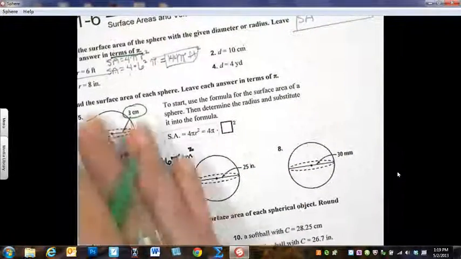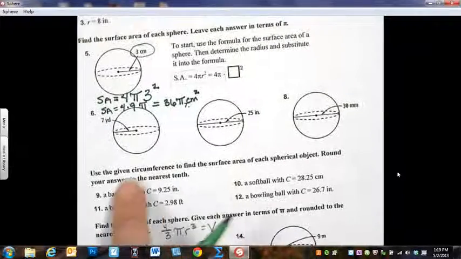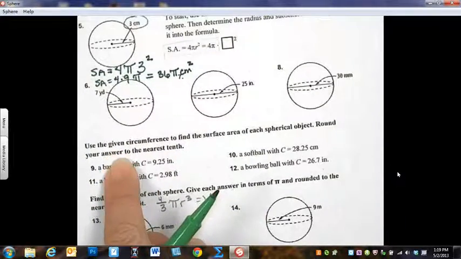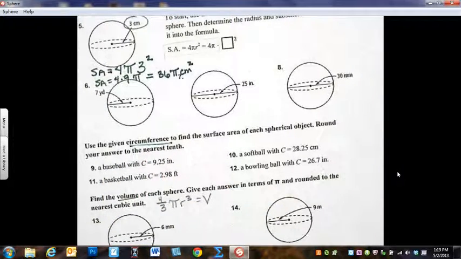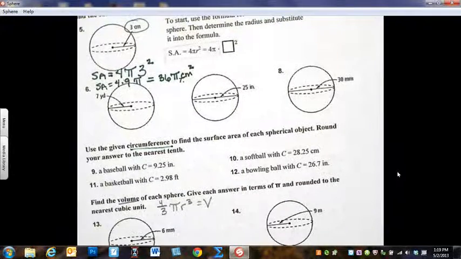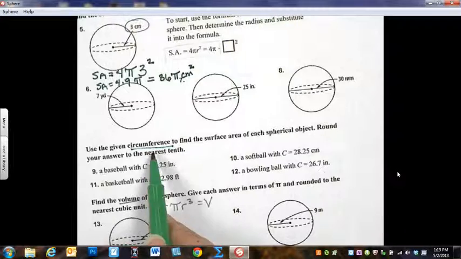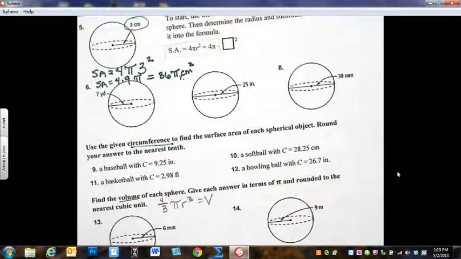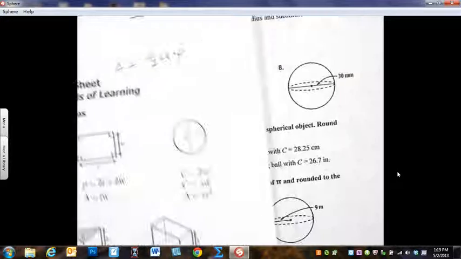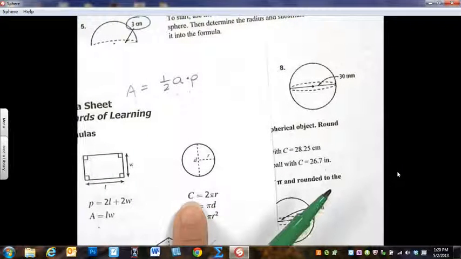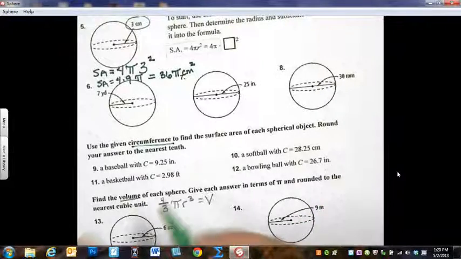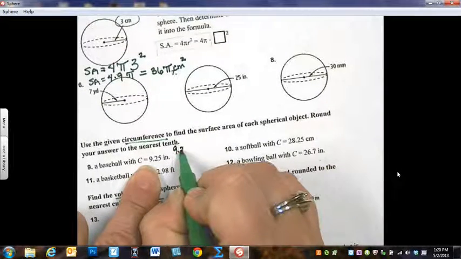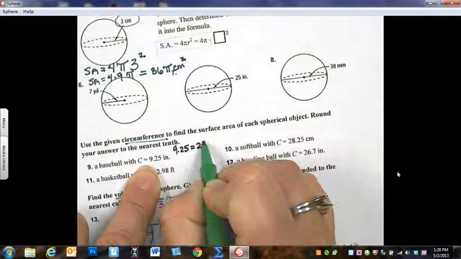I think you can do all of those there. Now this is where it starts to get a little tricky. Notice they're not giving me the radius here. They're giving me a circumference. So I have to find the radius before I can even calculate. They give me the circumference of the baseball in this case. So on your equation, remember, how do I find circumference? Circumference equals 2 pi r. So I can say 9.25 equals 2 pi r.